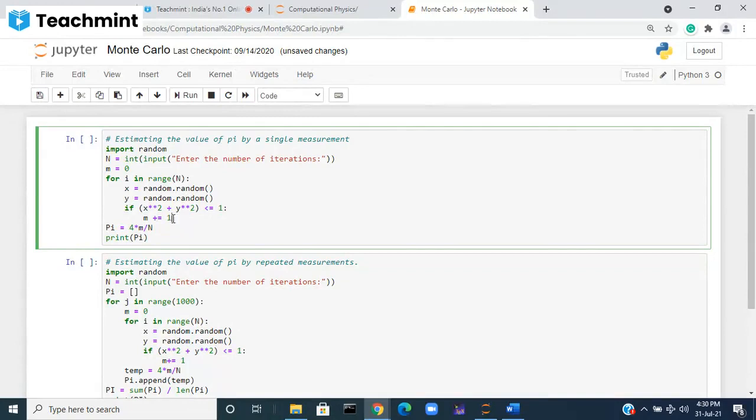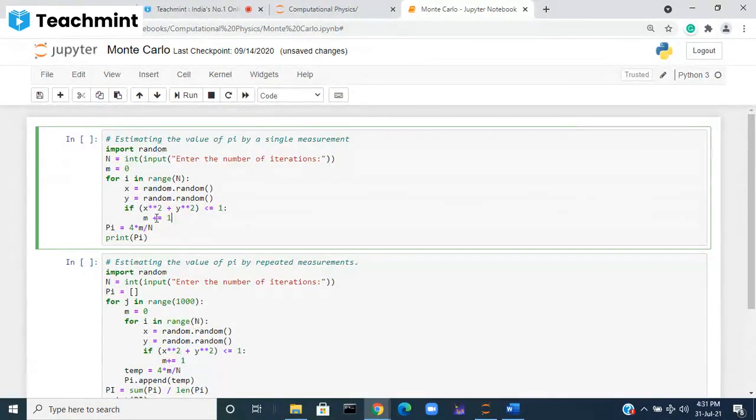So these 4 lines are repeated how many times? N number of times. If n is 1000, it means these 4 lines are repeated 1000 times. How do you know? We are generating 1000 values of x and 1000 values of y. That means we are generating 1000 points in the first quadrant, and out of those 1000 points, if some points satisfy this condition, then those points lie inside this circle. Then the value of m increases.